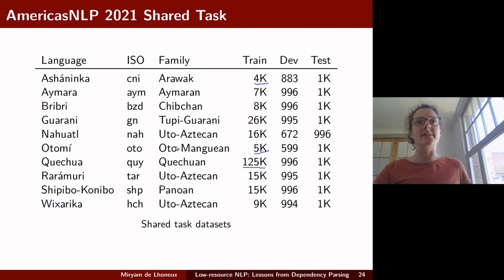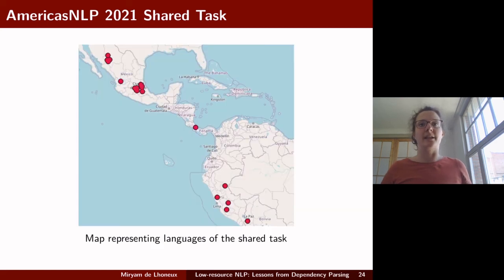And these languages are not really related. We can see that only 3 languages belong to the same language family, which makes it more difficult. And the last difficult aspect of this shared task is that all these languages have quite rich morphology, which is notoriously difficult in NLP. And this is a representation of roughly where these languages are spoken.